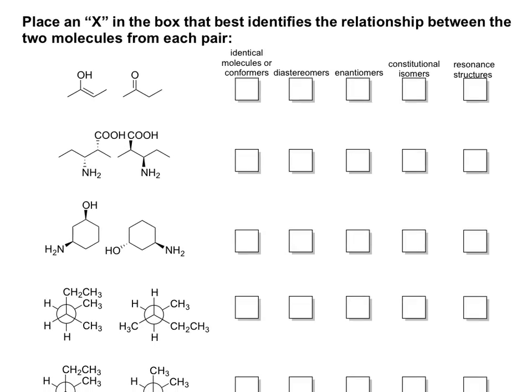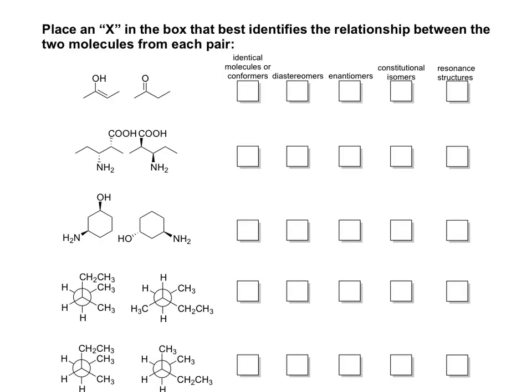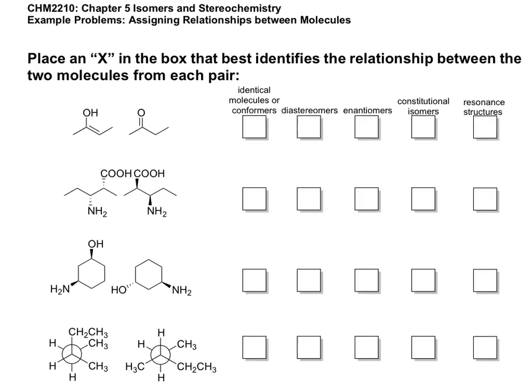that indicates that we should place an X in the box that best identifies the relationship between the two molecules from each pair below. We're going to walk through each of these problems, and it would be a good idea for you to go through and try to do this yourself to start with, and then come back and review the answers to see how close you got to the mark for this. So let's go ahead and get started on looking at our first problem here up top.